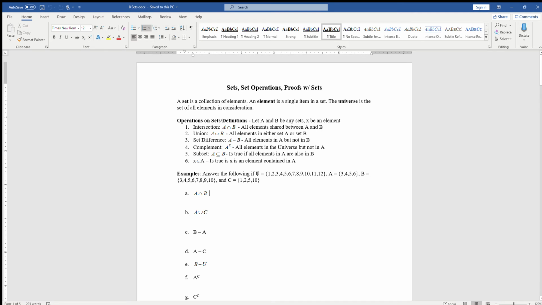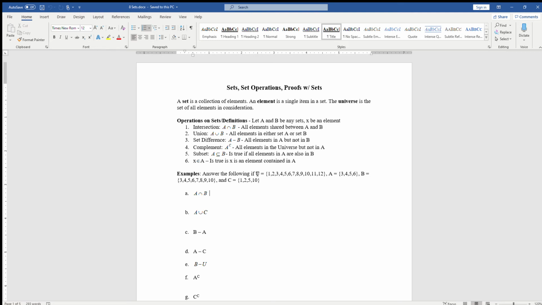A set is any collection of elements, not necessarily numeric. An element or an observation is a single observation or a single item inside of the set. The universe is basically all the sets that we're considering. Alright, so it doesn't have to be every single element out there, but it's just what's in consideration. Sometimes it's called a population.